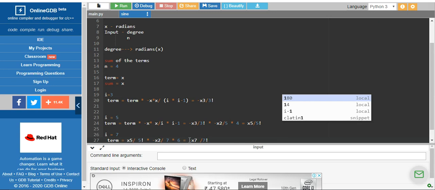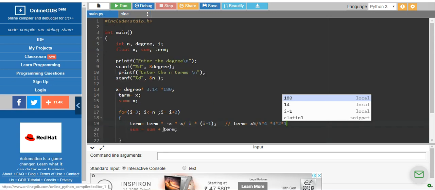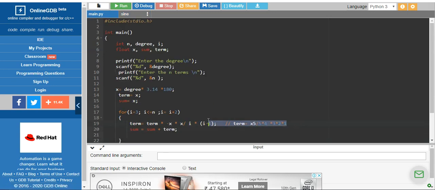So after getting each and every term in the loop, you are supposed to add this term to the sum. I hope it is clear. You can repeat this in order to understand much better.